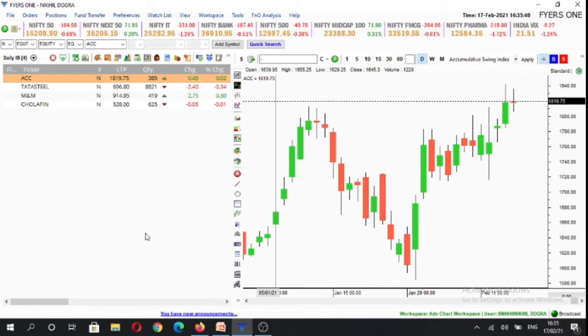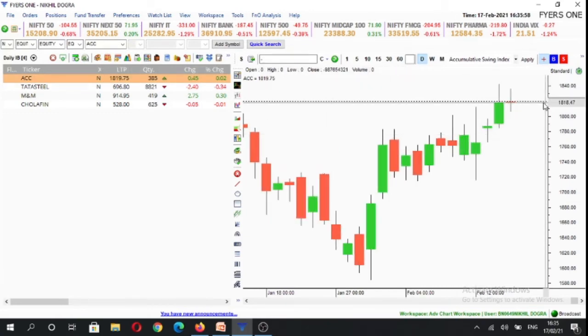Now we would be discussing our stock watch list. The stocks that we have chosen for tomorrow are ACC, Tata Steel, M&M, and Chola Finance. So if you see ACC, it's an inside candle on the daily time frame. So we'll look for buying opportunity above 1,837 levels, or selling opportunity below 1,807 levels.